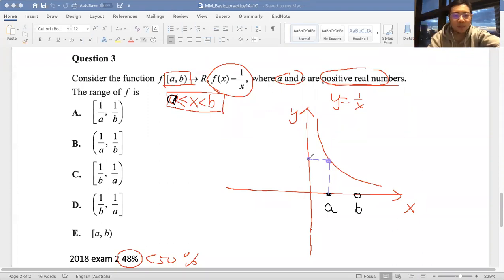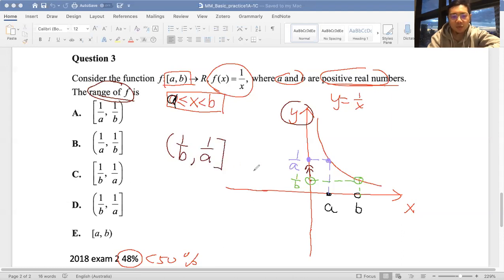Go horizontal over here. So it's 1 over a, okay? And it's also the dot. Then for b, we go over here, here, here. So it's an empty circle. We go horizontal again to get the value over here. So it's 1 over b. And of course, we ask about the range, okay? So the range is the y value. It's from the bottom, goes up over here. So from the graph, it's 1 over b, comma, and 1 over a. Square bracket is this one, okay?